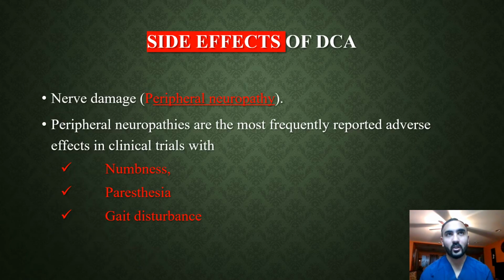We explained how important this drug is and how much impact it can make, but it also does have a side effect. The side effect of this drug can cause nerve damage, which is peripheral neuropathy. And they found during the clinical trials that some patients had numbness, paresthesia, and gait disturbance. That's why I think the FDA still has not approved this drug yet, just because there is some kind of side effect that happened with some patients too.